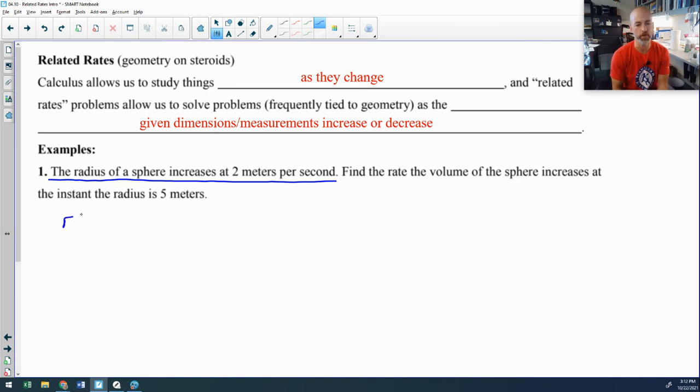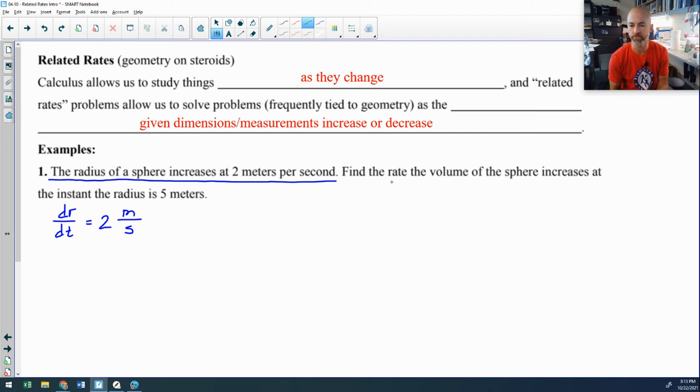So I could say that r prime, the derivative of the radius, is increasing at 2, and always make note of units, meters per second. And there's nothing wrong with writing r prime. However, I'm going to make one little change. Instead of r prime, I'm going to use Leibniz notation, since we are measuring the change in radius with respect to time. This is meters per second, so I'm going to label that as dr/dt, and that's a reminder that I am measuring things as time changes. So let's move on to the next piece.